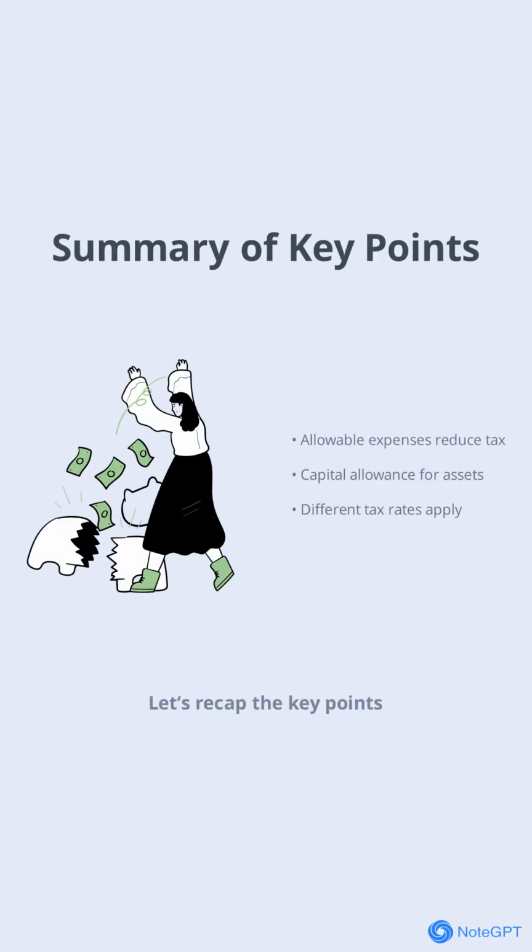Let's recap the key points. Allowable expenses reduce taxable income while non-allowable expenses increase it. Capital expenditure is not directly deductible. Instead, claim capital allowances over time. Tax rates for companies are flat, but SMEs benefit from a lower rate for the first RM 600,000. Individuals face progressive tax rates. Accurate classification and calculation are essential for compliance and optimal tax saving.